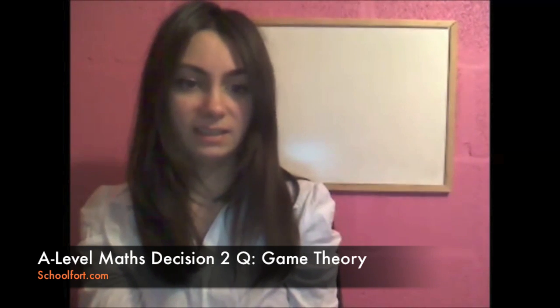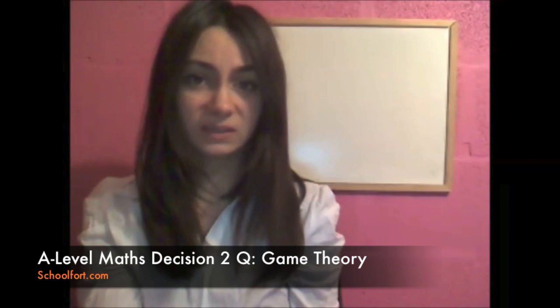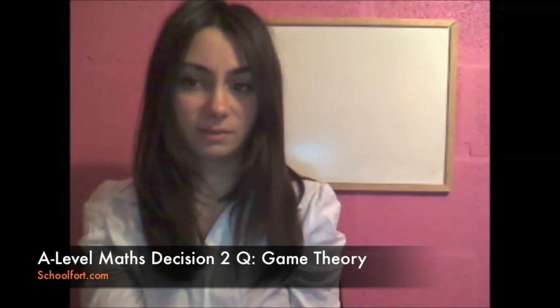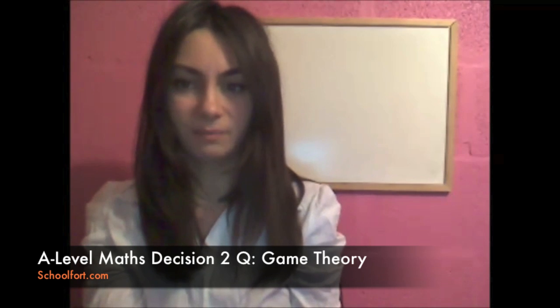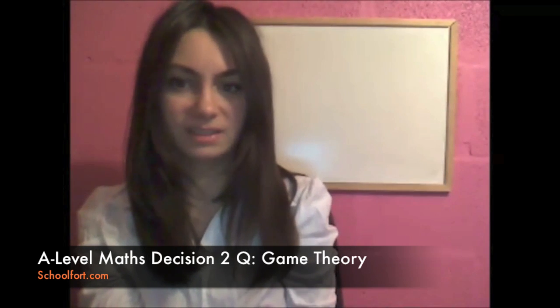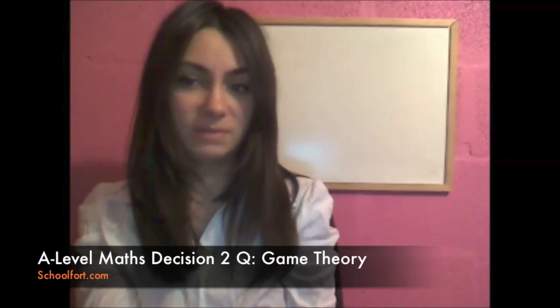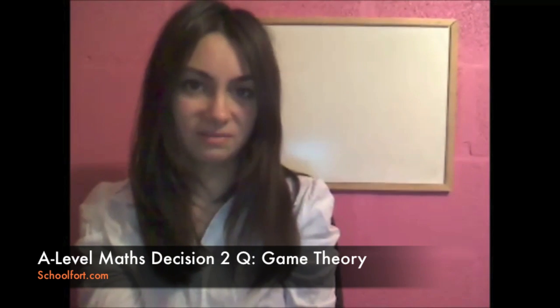In part C, the game described in the question has no stable solution because the minimax is different from the maximin. So the maximin is 4 and the minimax is 5. Just to remind you that the maximin is the maximum of the minima for each row, and the minimax is the minimum of the maximum from each column.